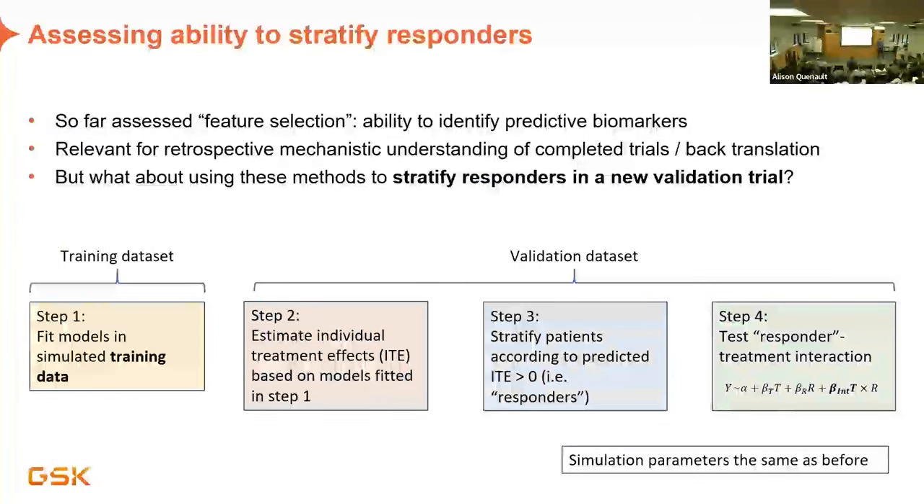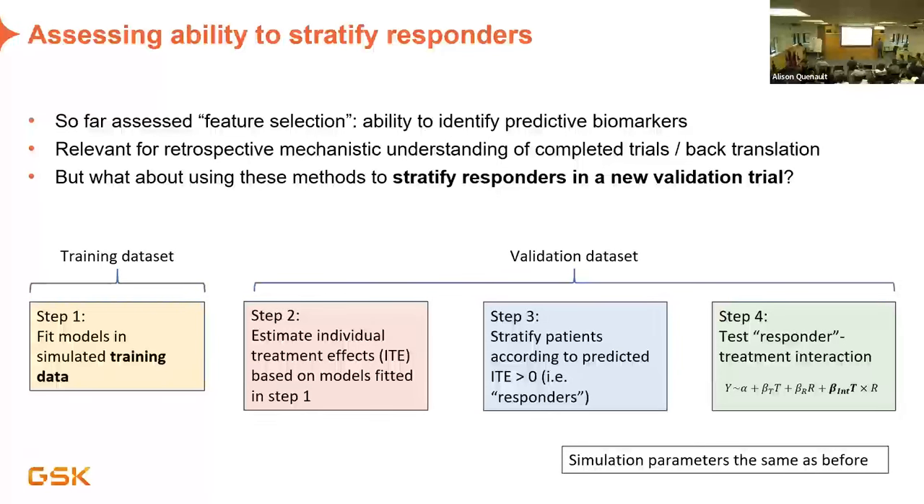So moving on to a twist on the simulation. Variable selection performance is useful in many of the settings we're thinking about, but it's not an assessment of their ability to actually predict the treatment effect and actually stratify a population of patients into likely responders and non-responders.